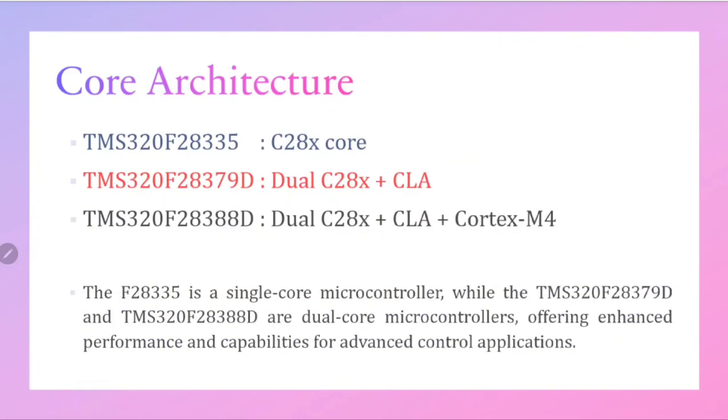If you are looking at the core architecture, the F28335 is a single core microcontroller, while the TMS320F28379D and 28388D microcontrollers are dual core microcontrollers with controller accelerator support, which offers enhanced performance and capabilities for advanced control applications.